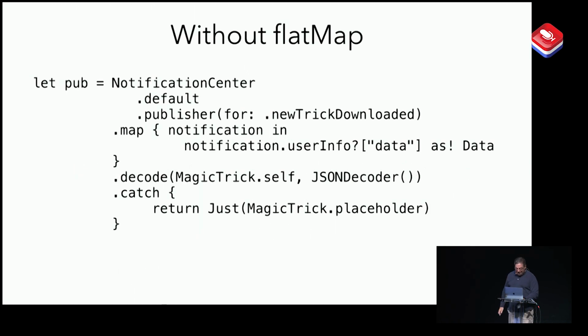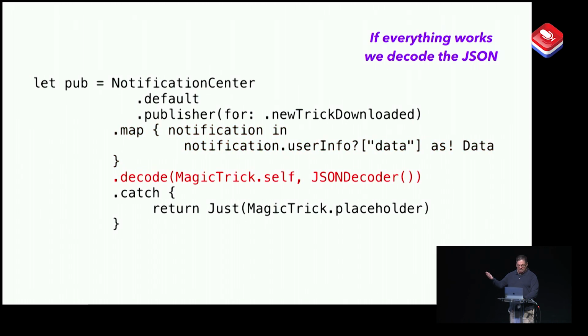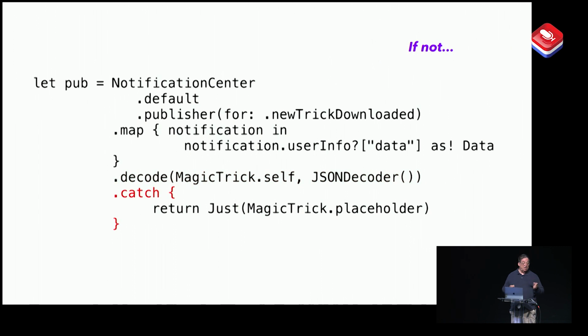So without flat map, here's how that looks. I'm sending out a notification. I've got a new trick. And when I get my notification, I pull out the data from it. And then I use a JSON decoder to decode it. Did it work? Maybe. Maybe there was a problem with the JSON. Maybe there was a problem with something else. If everything works, I decode it. But if there's a problem, I have to catch an error.